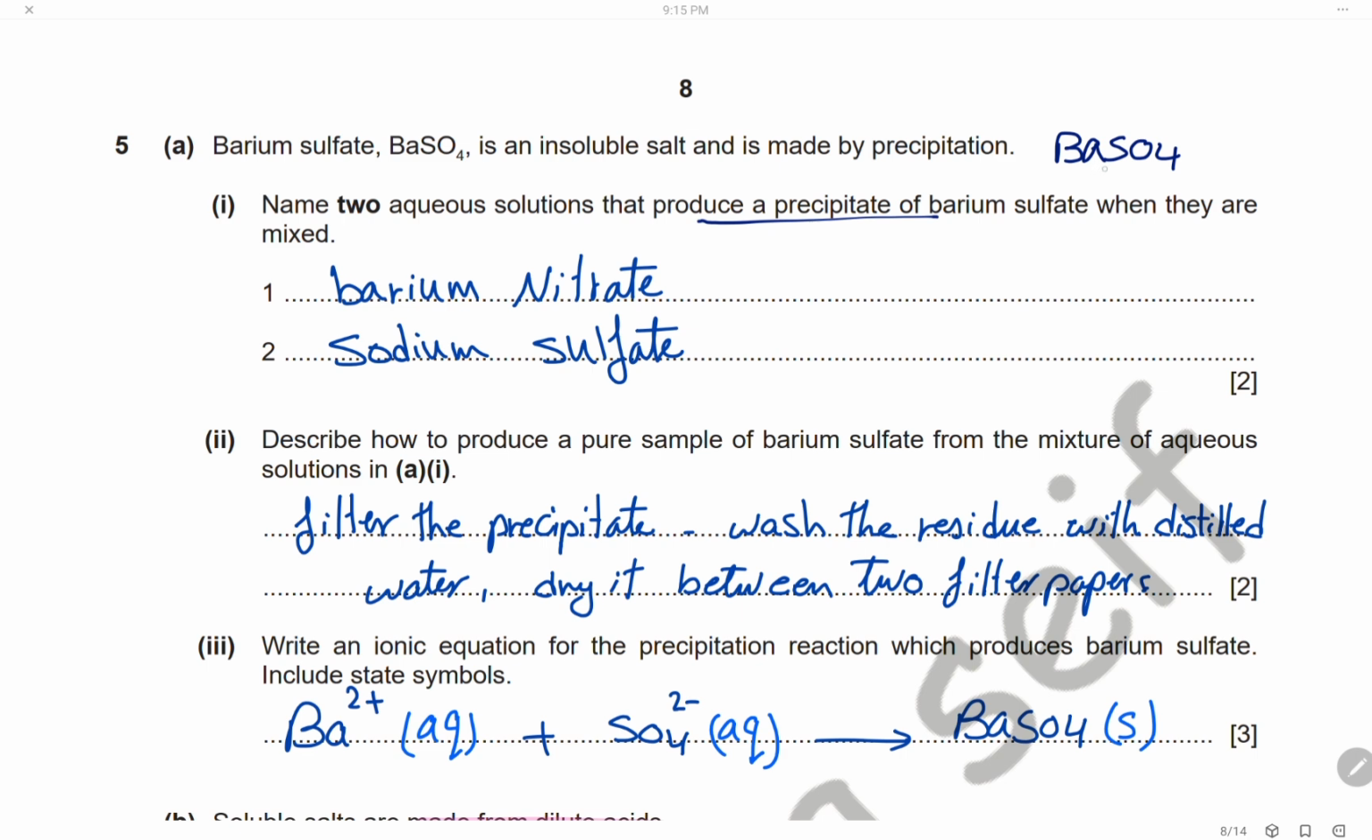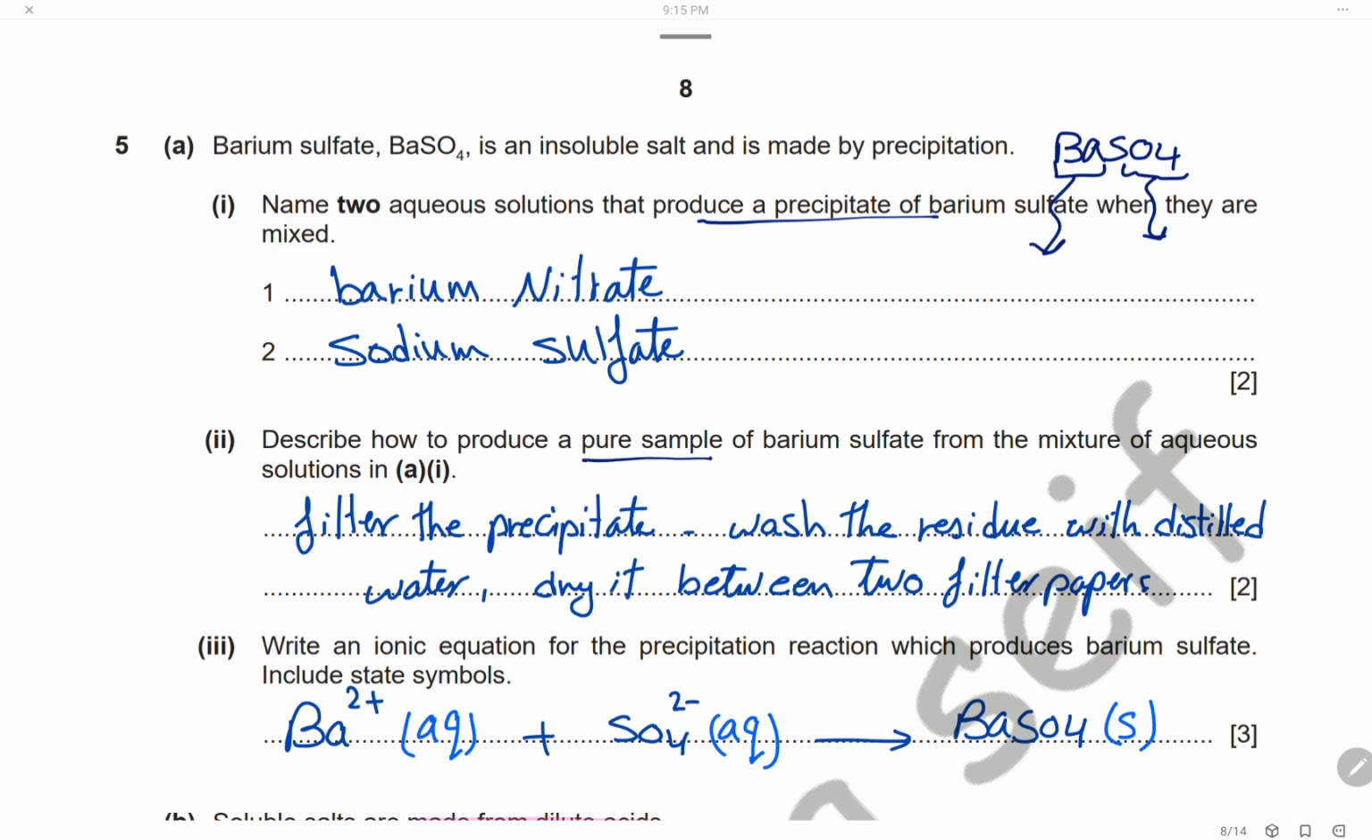The 2 solutions that you will mix are a soluble barium salt, so we can choose barium nitrate or barium chloride, both are soluble, and a soluble sulfate salt, we can choose sodium sulfate or potassium sulfate. So mixing 2 soluble salts to produce a precipitate of barium sulfate.